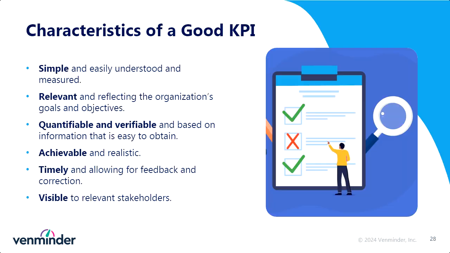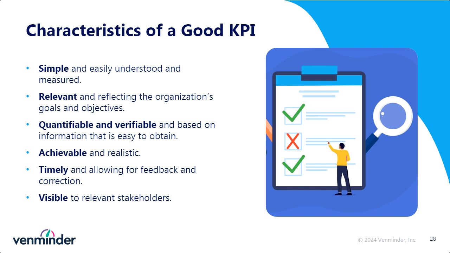So none of this is new news to any of you, but a characteristic of a good performance indicator or KPI is keeping it simple so that it's easily understood, making it relevant because it should be important to your organization, making sure that it is quantifiable and verifiable. Achievable is very important, making sure that it is timely so that it allows feedback and correction, and that it is visible to the relevant stakeholders. Very simply, but these are things we all know.